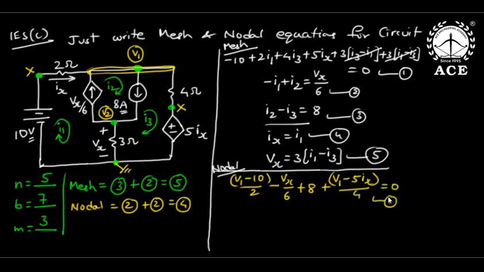Now the second node: this current plus this current plus this current. This is Vx by 6.